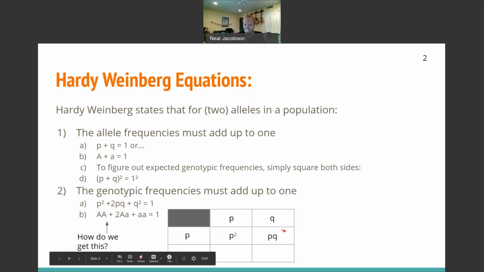Then you get pq, which is p times q. You get another pq, which is q times p. That's how you get the 2pq. And then you get q squared for the final one. That's how you figure out the homozygous recessives.